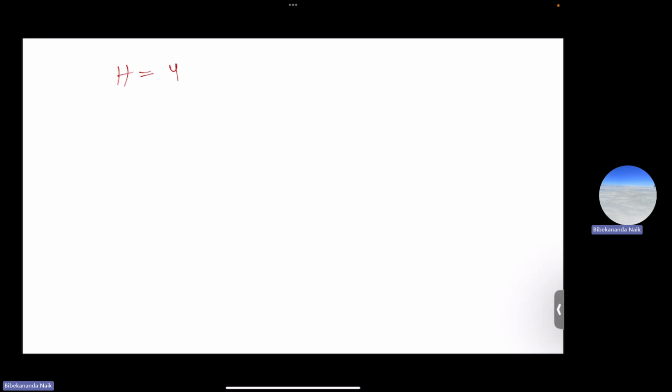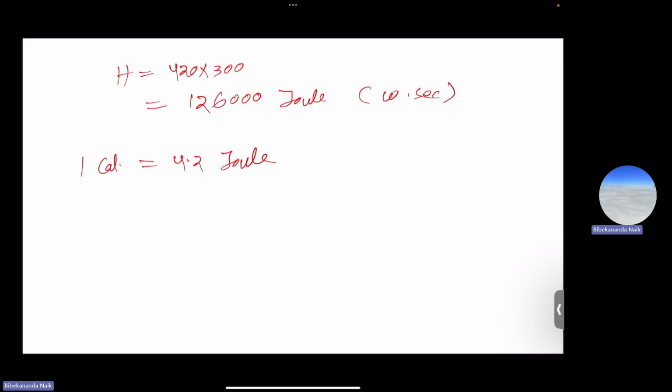Then H will be 420 into 300. This is 1,26,000 joule because it is watt into second. But we know 1 calorie is equal to 4.2 joule. So 1 joule is 1 by 4.2 calorie.